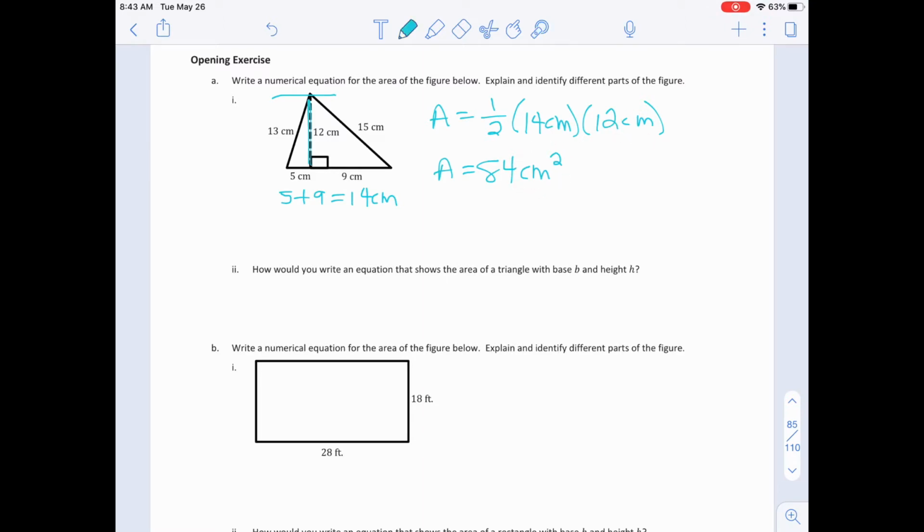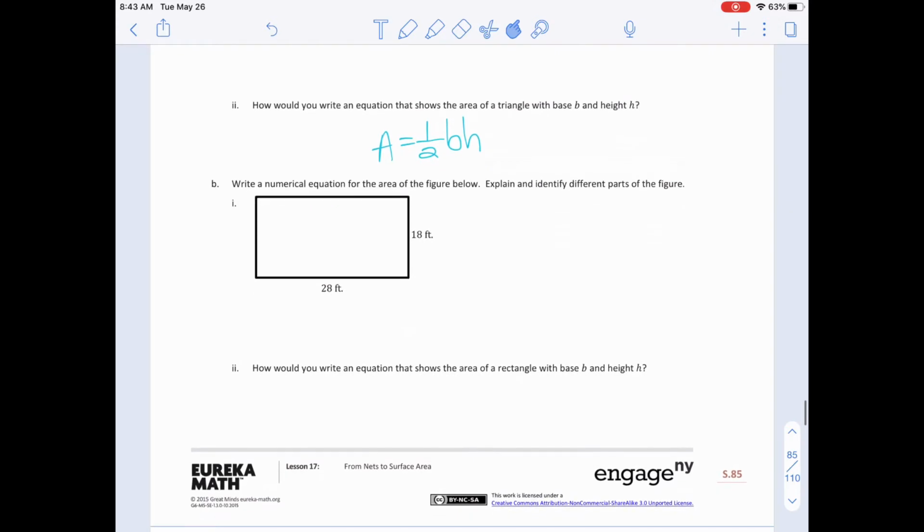So how would you write an equation that shows the area of a triangle with the base B and the height H? Let's just say my area is 1/2, my base is B, my height is H. That's just the equation we've always had. So that's just something to keep in mind as we do this lesson.